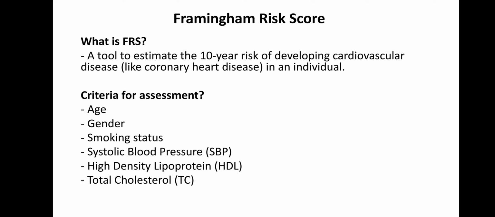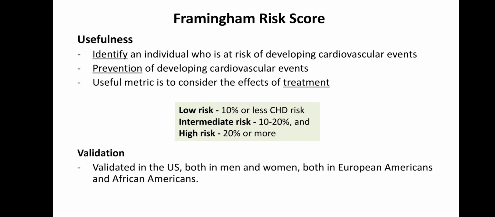The parameters are age, gender, smoking status, systolic blood pressure, high density lipoprotein, and total cholesterol level. These are all dynamic parameters, so they change every year. The maximum number of years which can be assessed using the Framingham Risk Score is 10 years. It assesses the 10-year risk of development of cardiovascular diseases in a healthy control, or participant adults.